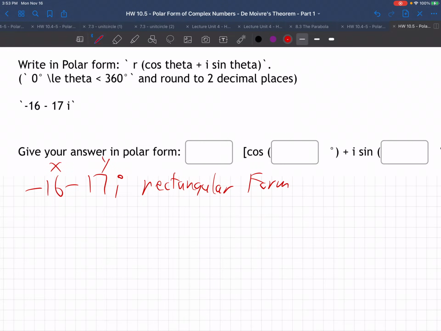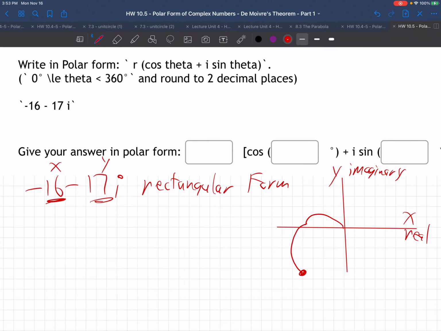We could graph it. You don't have to graph it, not at all required. But you could graph it on the complex plane, right? This is the x or real axis. This is the y or imaginary axis, right? The complex plane. And it's back 16, down 17. So go back 16, down 17 like that. This would be the complex point minus 16 minus 17i, right? It's back and down.